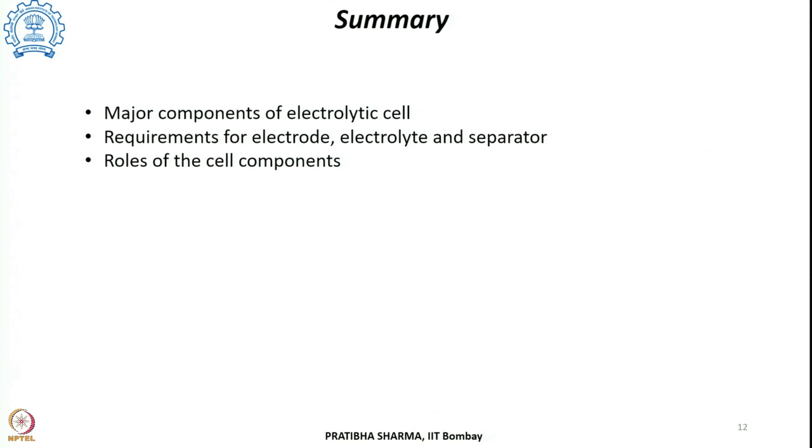To summarize this portion, we have seen the different components involved in the electrolytic cell, what the different requirements are for the electrode, electrolyte and separator, and what kind of roles these components play in an electrolyzer. So, in the next class we will see the kinetics involved in the process and how to find out the efficiency of an electrolyzer. Thank you.